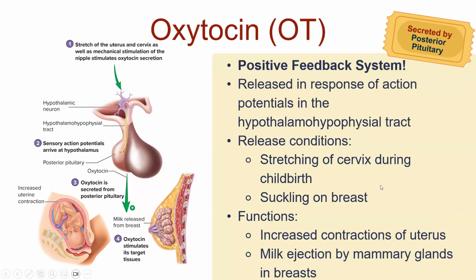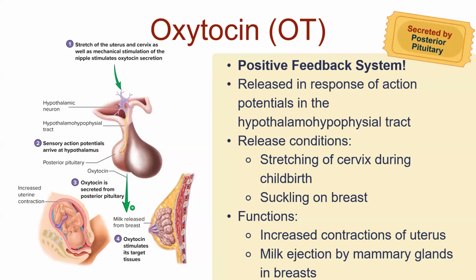It's also released by suckling on the breast, because you'll see another one of our hormones, prolactin, is responsible for what I always say, promoting lactation. And so that is going to cause milk production, but milk production doesn't do us any good unless that milk is going to be released or ejected by the breast. So oxytocin is the important hormone in milk ejection, or what's sometimes called the milk letdown reflex. And so that's occurring in the mammary glands of the breasts.